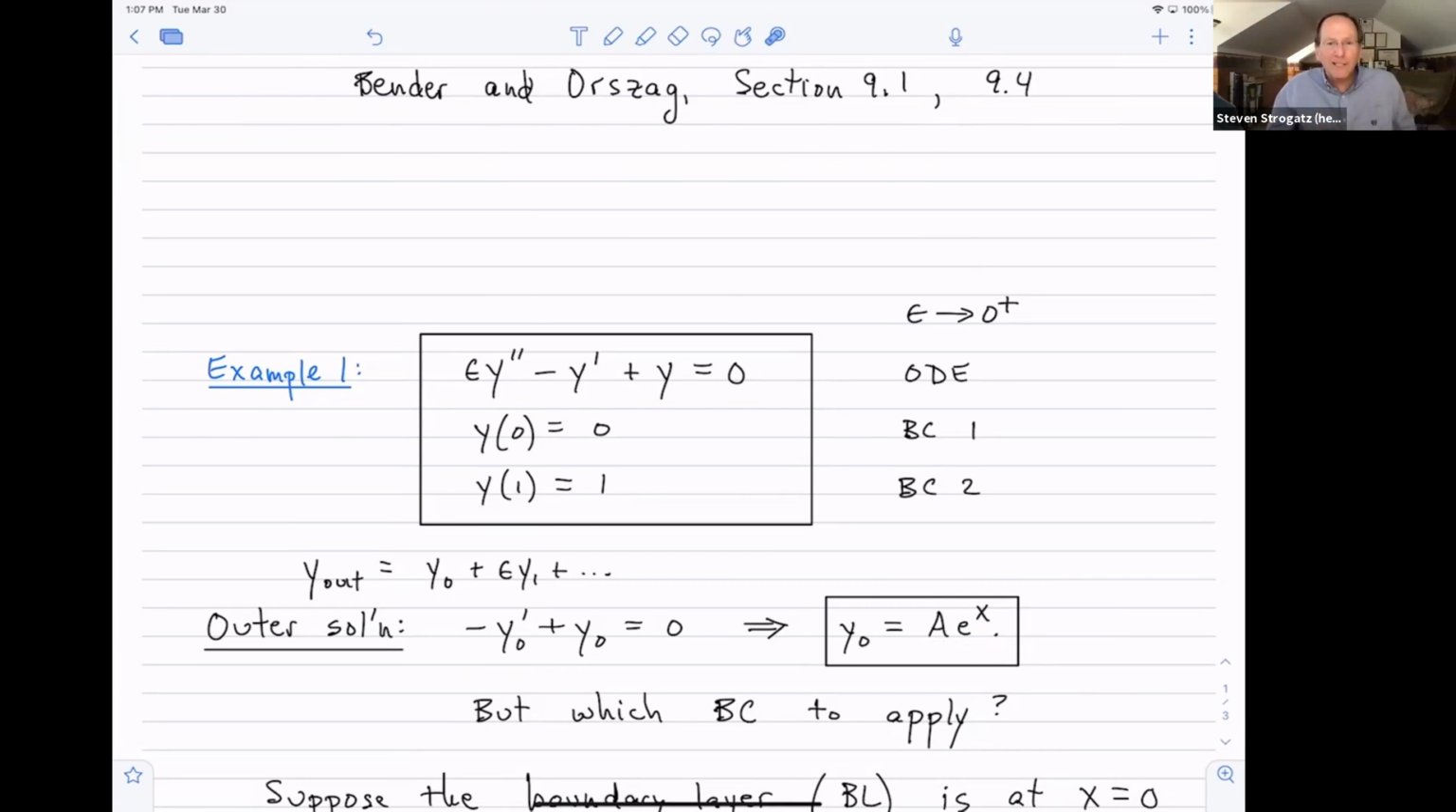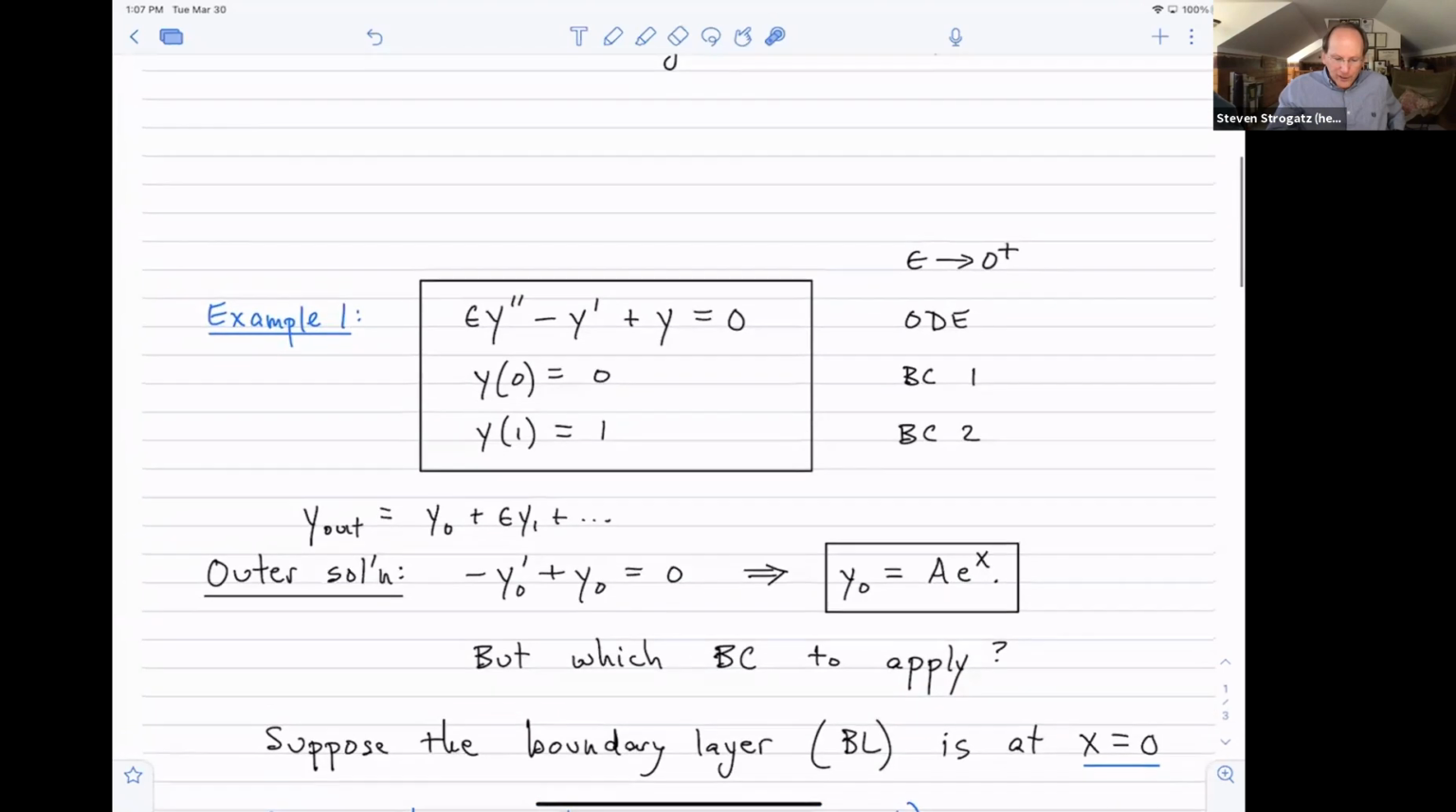Well, let's suppose we don't have any common sense just yet, and we're really truly mystified about which boundary condition to apply. Like we have no idea where the layer is going to be. So continuing in our foolish ways, let's suppose that the boundary layer is at x equals 0.